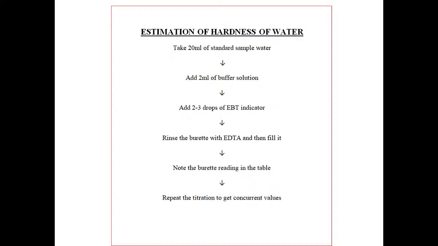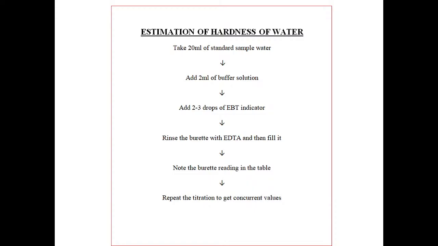So question number one, first option, hardness of water: you will be taking 20 ml of the standard sample of the water. In that you will be adding 2 ml of buffer solution and 2-3 drops of EBT. Then you will be rinsing the burette with EDTA, and after that you will fill it. After that you will be noting down the burette reading, and you will be comparing these burette readings and utilizing them for your calculation part. I'm not going to discuss the calculation part right now, that has already been explained to you. But yes, if I get the handbook on my laptop, then I will explain the calculation part also.